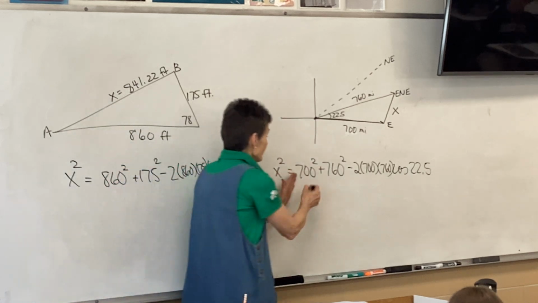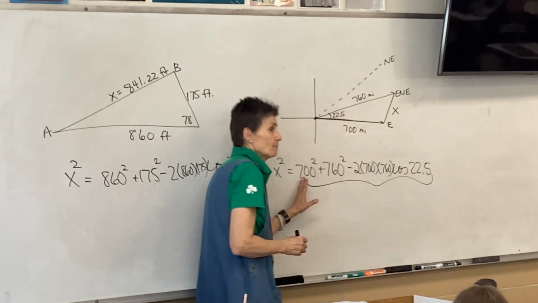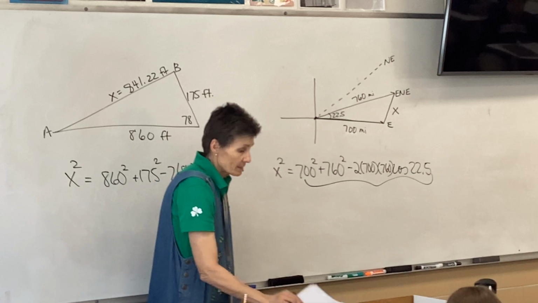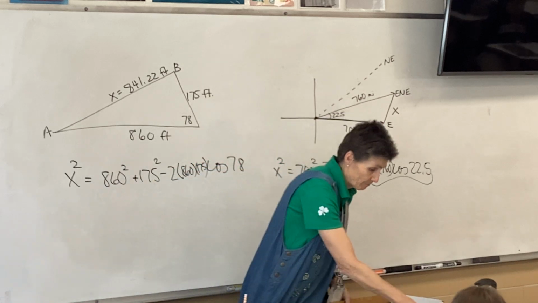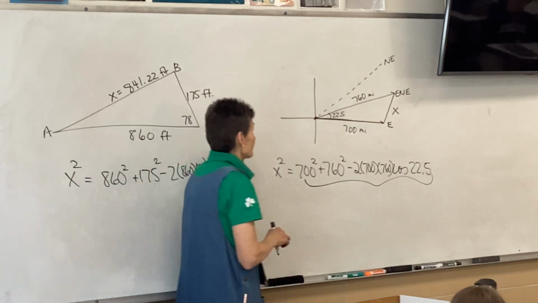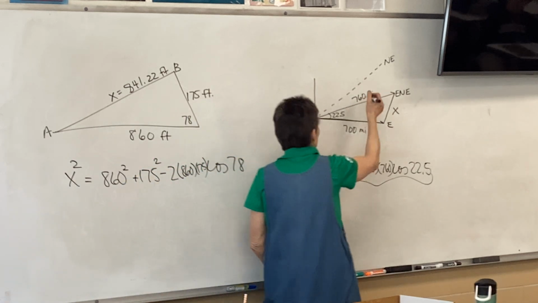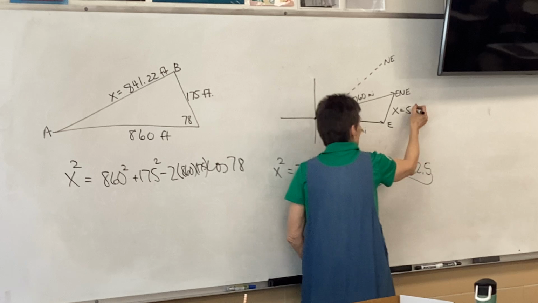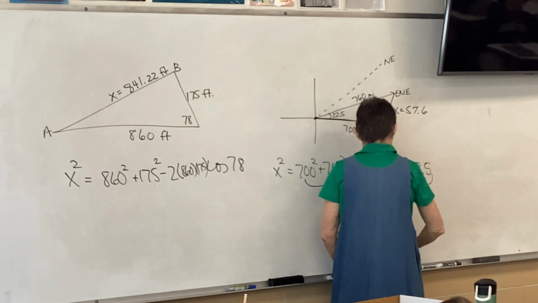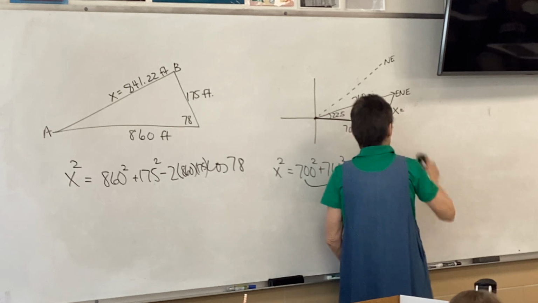And again, this is all numbers. So type it in. Take the square root. 57.6. What is it? 57.6. 57? No. My bad, I did something wrong. Think before you talk. What did I do wrong?